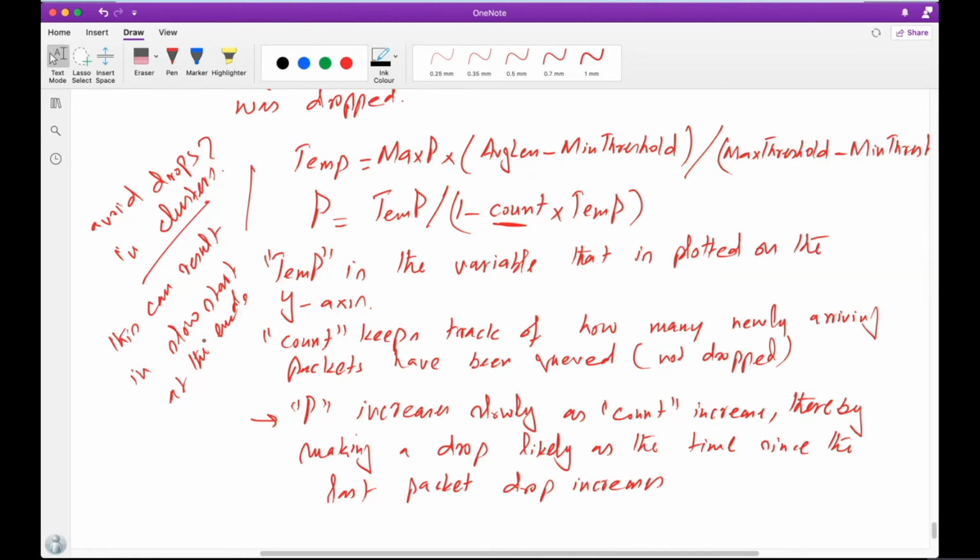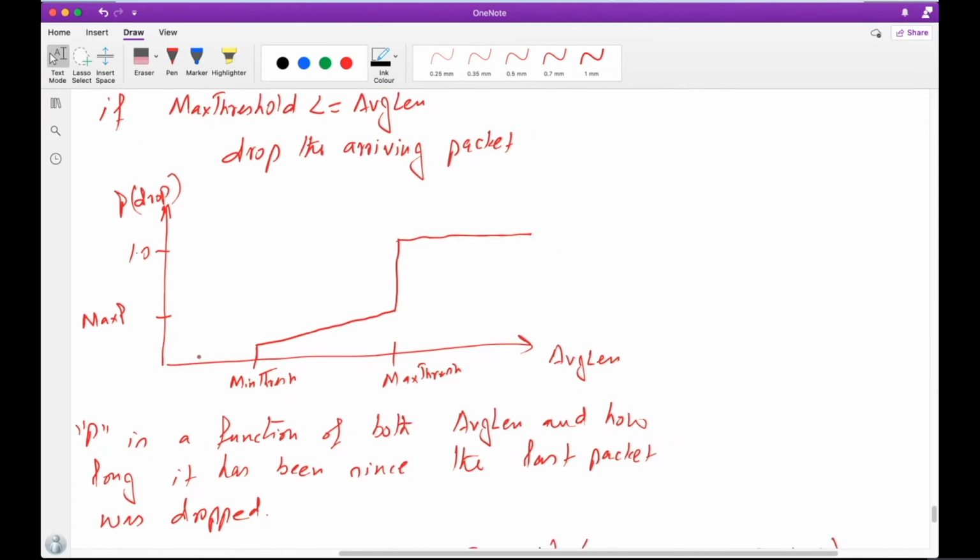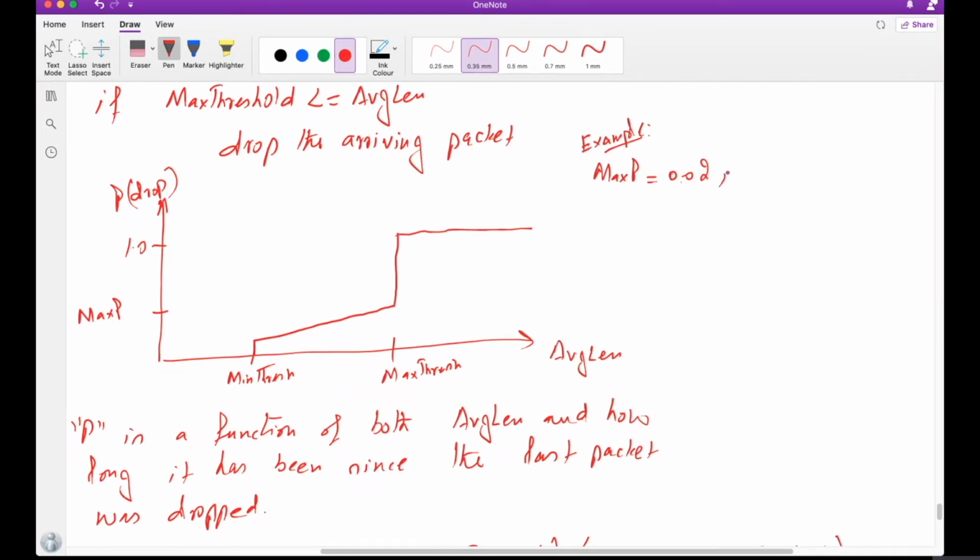So let's try to understand this with the help of an example to see how RED will behave, considering this diagram. So let's assume that we have a max P value of 0.02. How does it work, right? So max P is equal to 0.02 and count is 0.